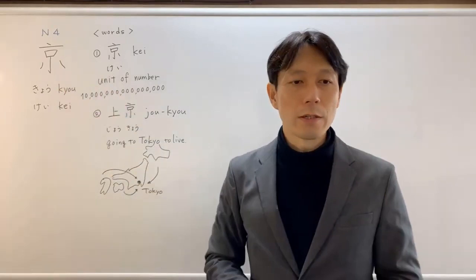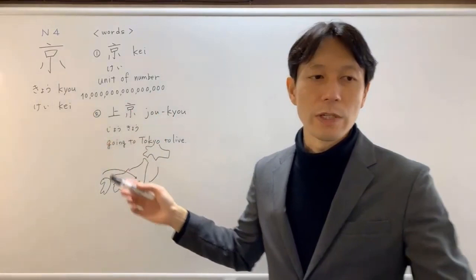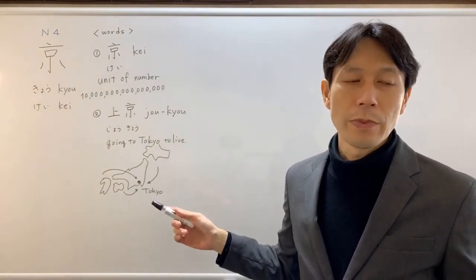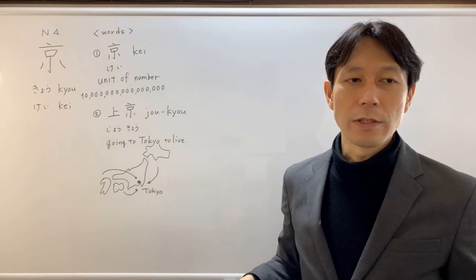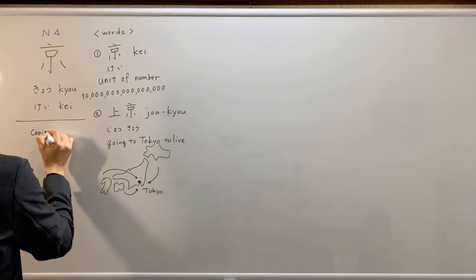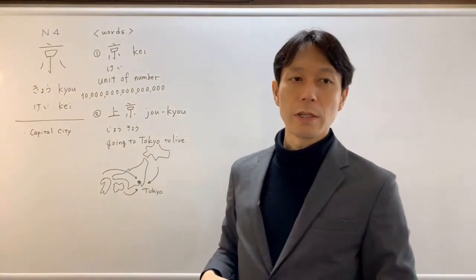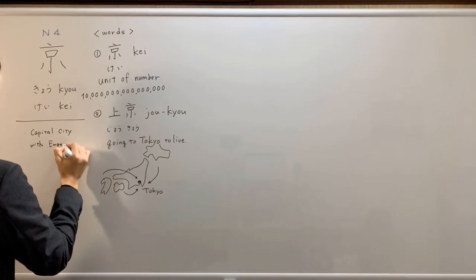Okay, and the next, kun reading, but this kanji has no kun reading. This kanji also has no special readings. And the next is the meaning of this kanji kyou. This kanji is used in the following meaning: capital city with the emperor.